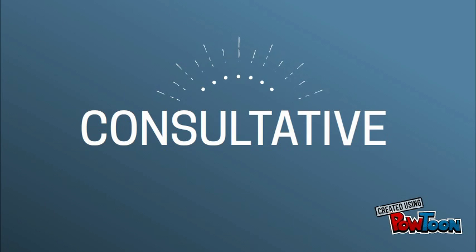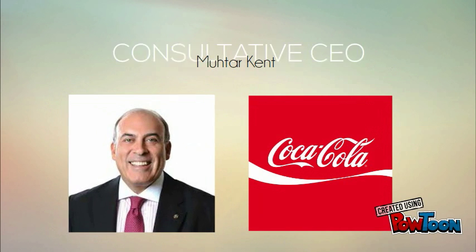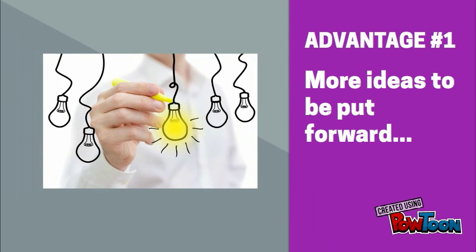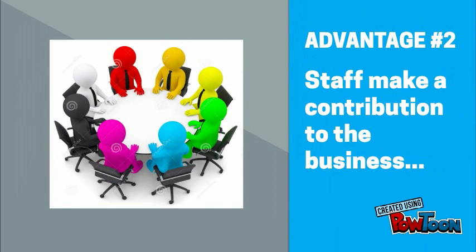A consultative management style is used in many organizational environments and situations, as managers discuss changes with team members before arriving at a decision. Muhtar Kent, the CEO of Coca-Cola, is an example of consultative management being implemented. It facilitates two-way communication, however, decision-making is centralized. It allows for more ideas to be put forward for staff to make a contribution to their workplace.